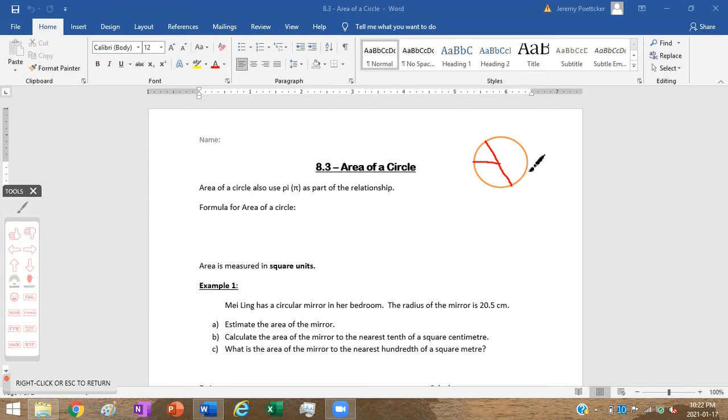So if we think back to circumference, we've got two formulas we could use to find circumference. Circumference is equal to pi times the diameter, or pi d, or circumference is equal to 2 times pi times the radius, or 2 pi r, is how we would often read that formula. All right, now, when we look at the area of a circle, it also uses pi as part of the relationship.